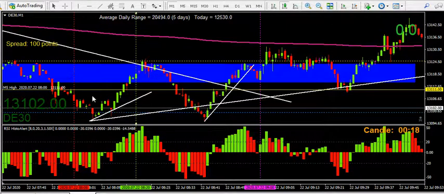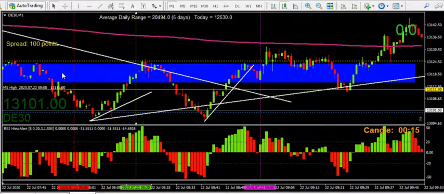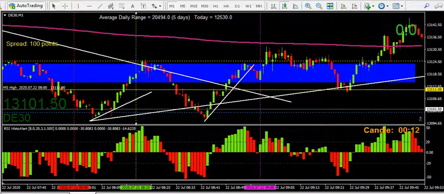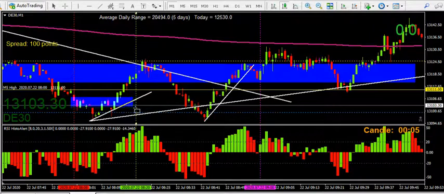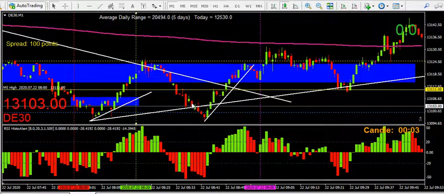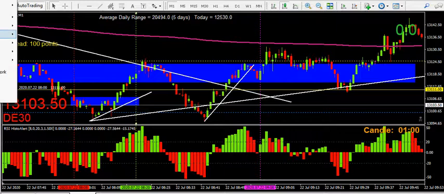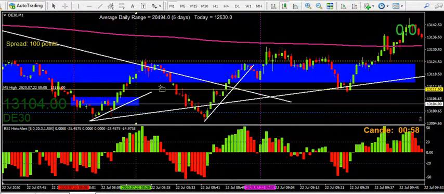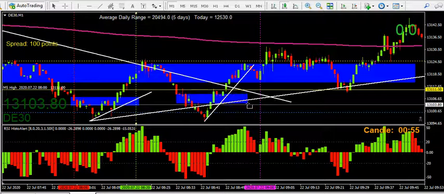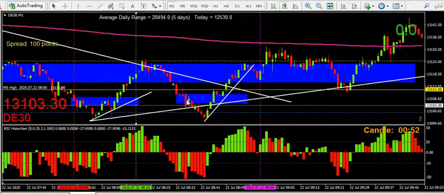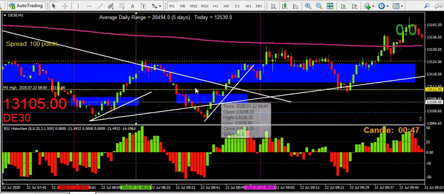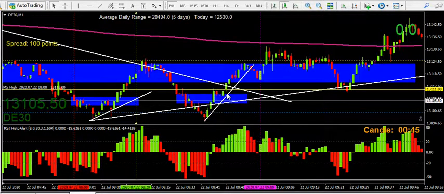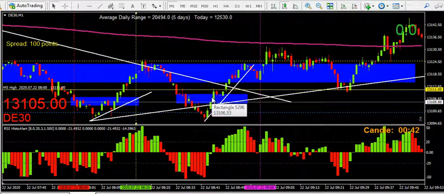You've also got the situation where now we have the old resistance acting as new support there, which you always want to have. This is old supply, which forces the price down, finally running out, exhausted, call it what you like, and buyers overtake the sellers and price then goes up.